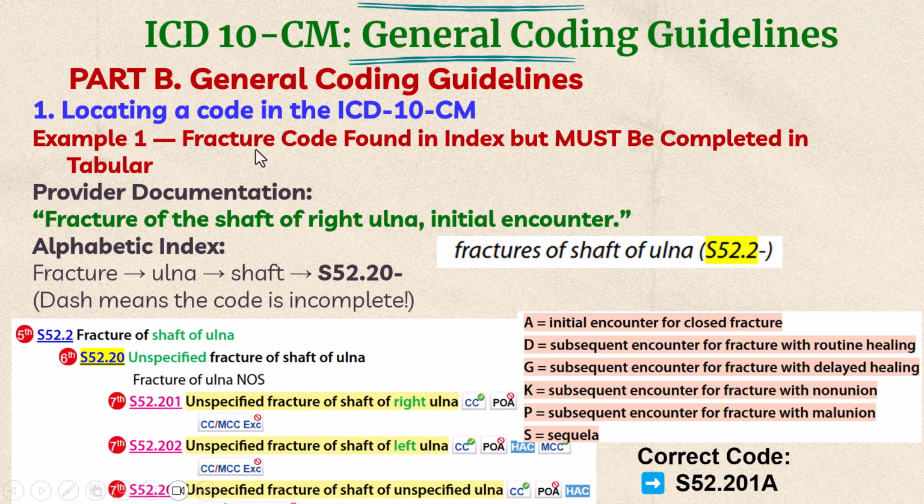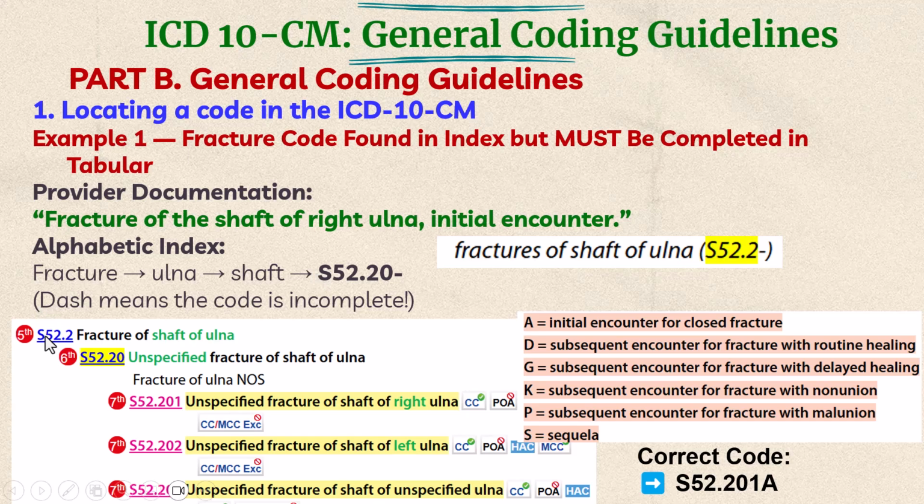Example 1: a fracture code found in the index but which must be completed in the tabular list. Let's see a scenario. Fracture of the shaft of the right ulna, initial encounter. If you go to the alphabetic index, first you go to fracture, then ulna, then shaft. It will lead you to the code S52.20 dash. You can see this is the real code. It says S52.2 dash. So dash means the code is incomplete. In this kind of scenario, you have to code up to the level of the 7th character.